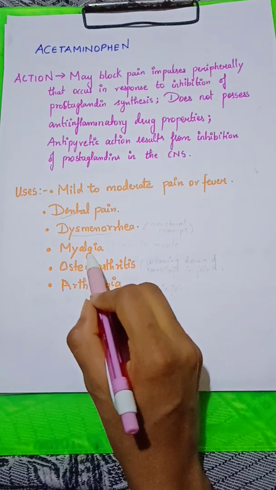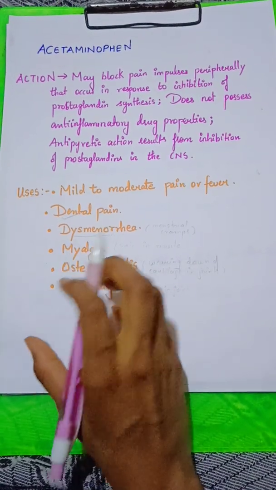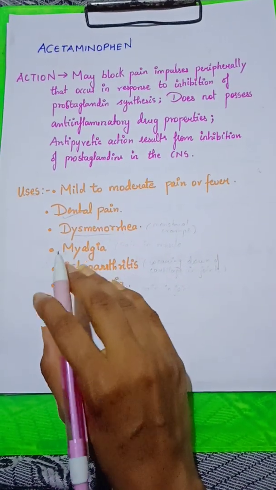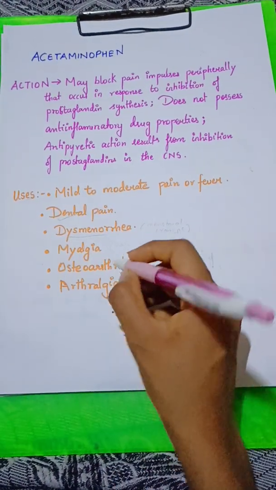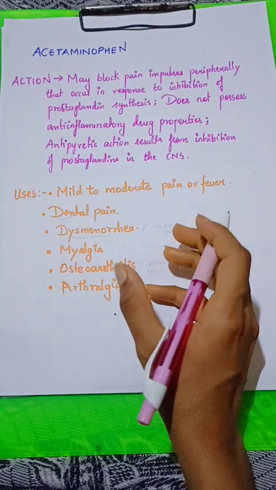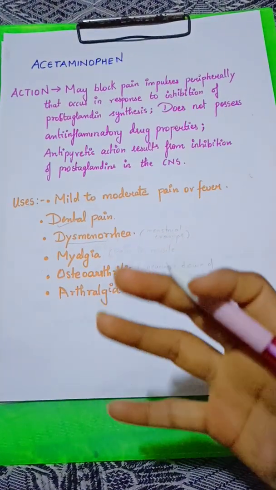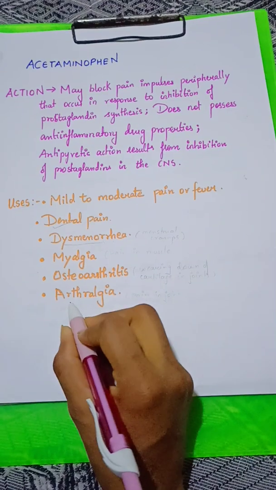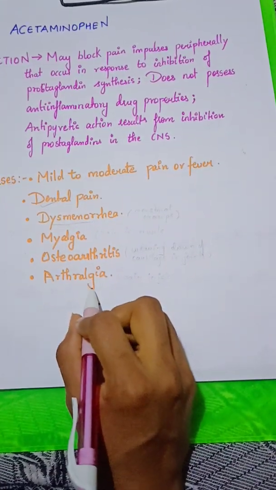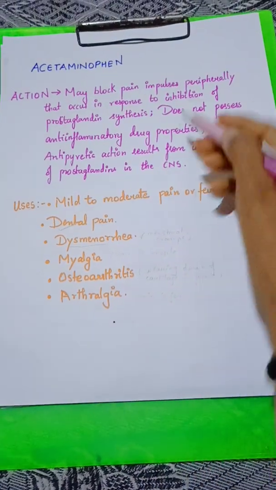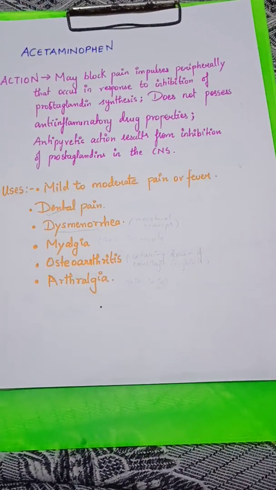Myalgia, which is muscle pain; osteoarthritis, which is a breakdown of cartilage in the joint, mostly seen in old age; and arthralgia, which is pain in the joint. So I hope you are clear with the action and the uses.